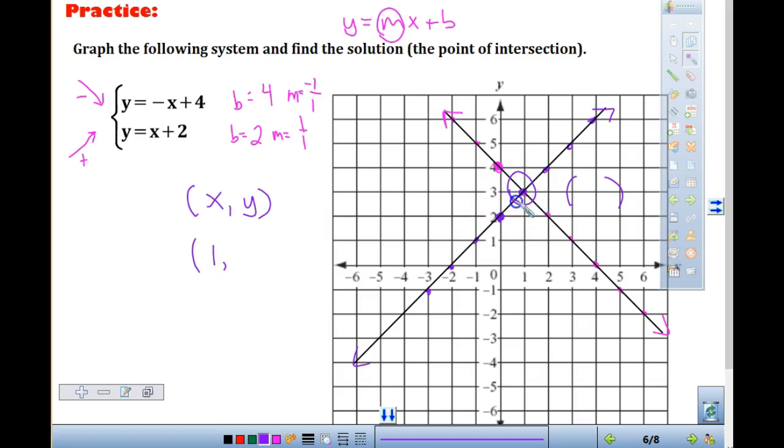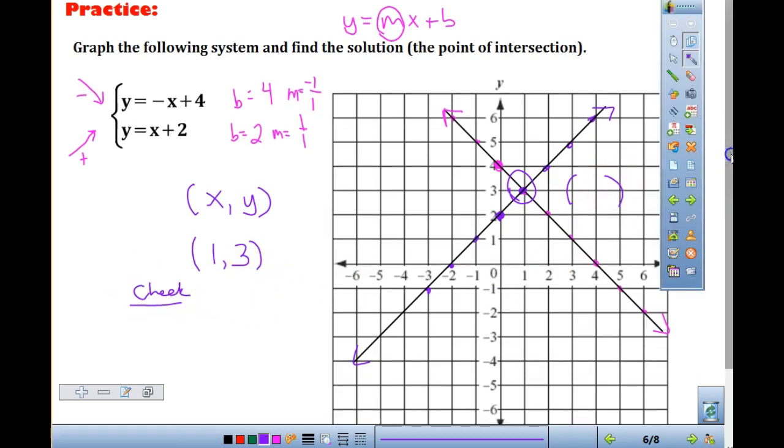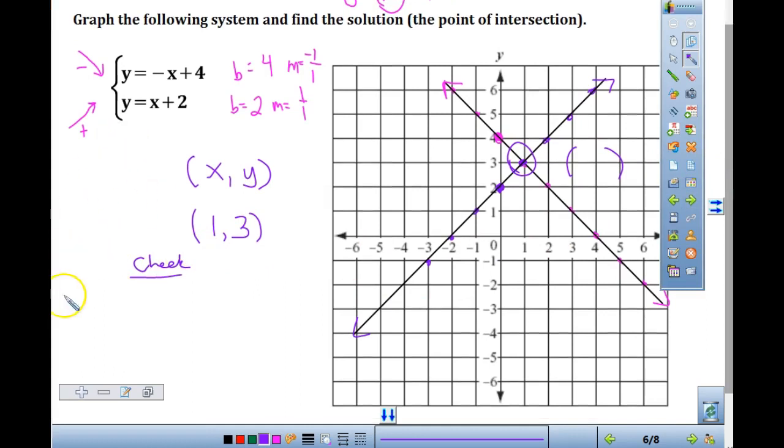Up to 3 as we look at that. So our ordered pair is 1, 3. Then what we want to do is the check. So please write the word check after you have this 1, 3. And to check, you are going to go to both equations.